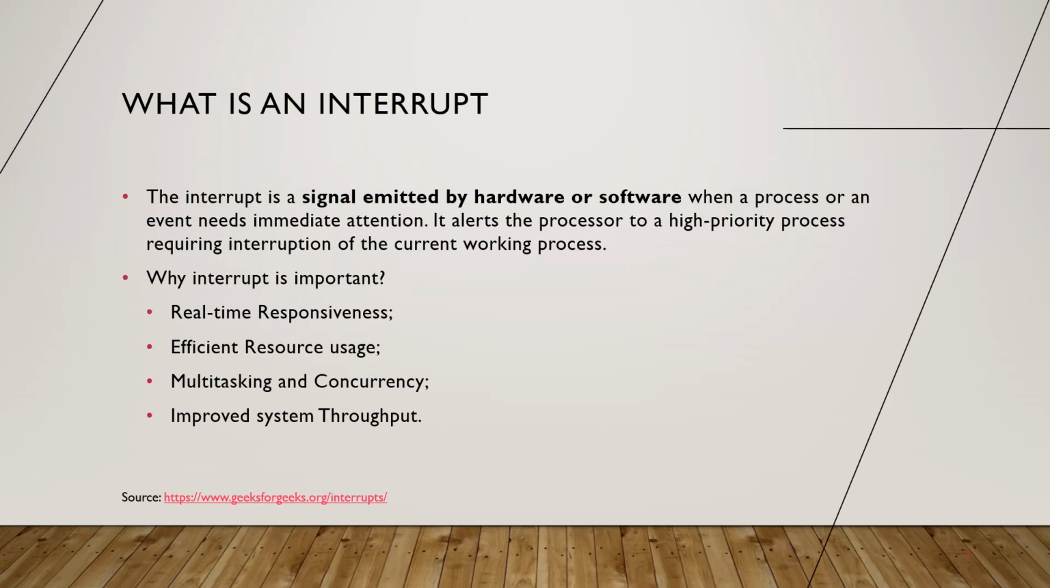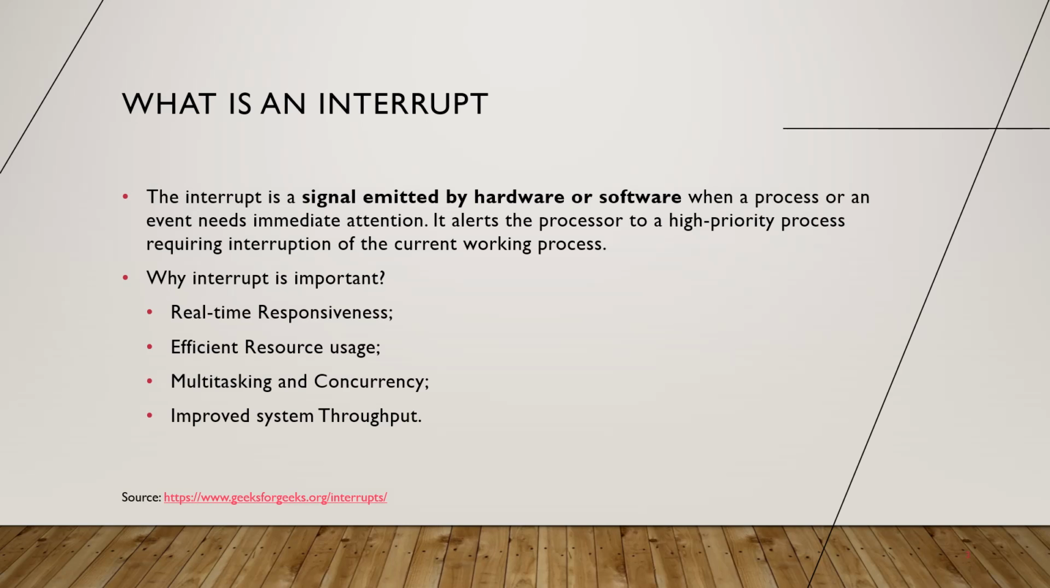So, what is an interrupt? An interrupt is a signal emitted by hardware or software when a process or an event needs immediate attention. It alerts the processor to a high priority process requiring interruption of the current working process. In other words, an interrupt in an operating system is a signal, remember this word, signal, that temporarily stops the current tasks being executed by the CPU, central processing unit, so the system can handle a different, urgent task.